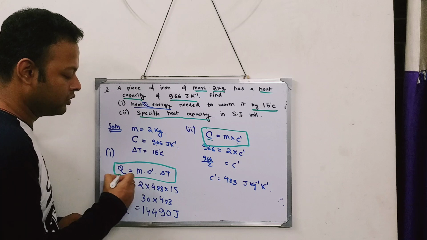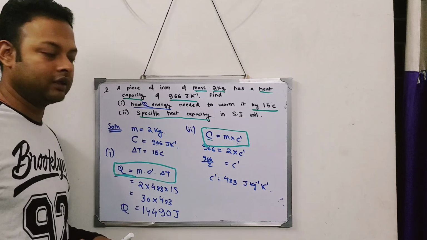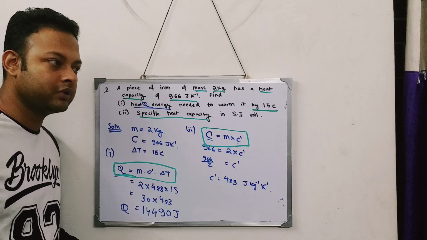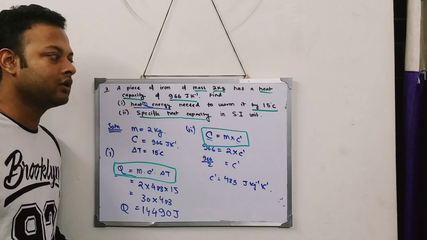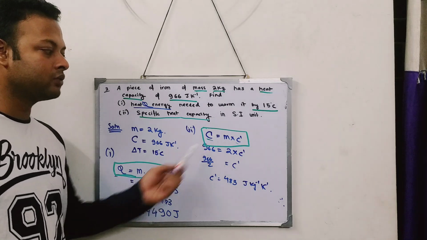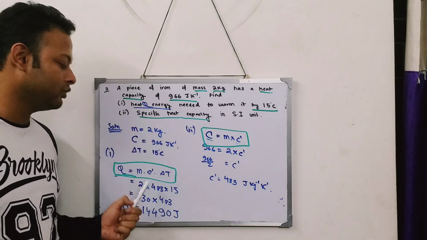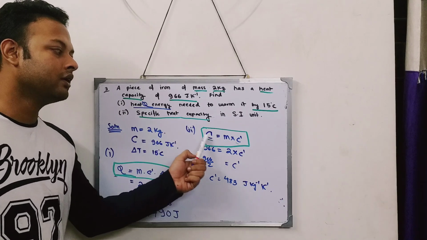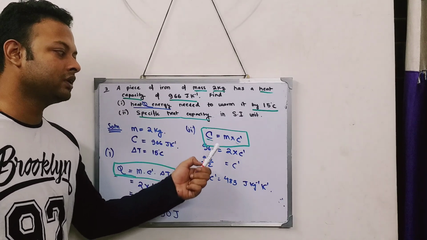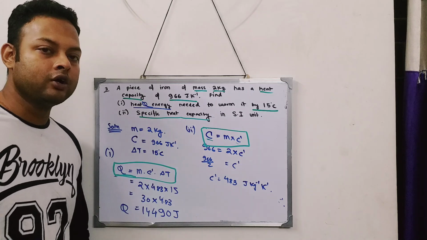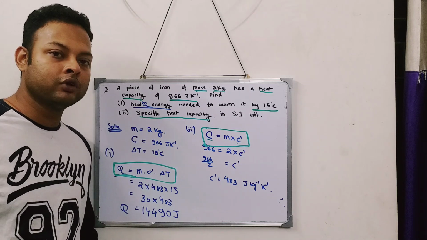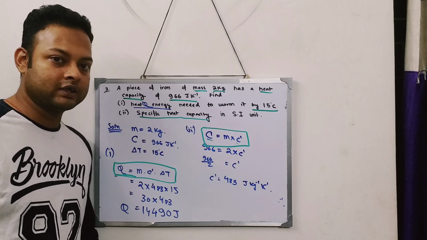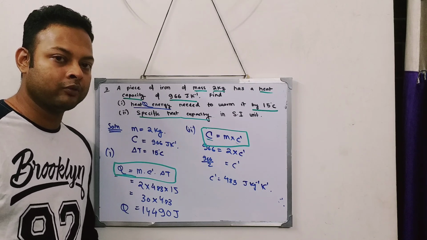So see, I told you in the beginning of the lecture, every numerical of physics is related to a particular formula. So you can see there are two formulas which are used. For the first part we use Q is equal to mc dash delta T, and for the second part we use heat capacity is equal to mass into specific heat capacity. There are not many formulas in this chapter, but whatever formulas are there, 4 or 5 formulas, you have to remember them.